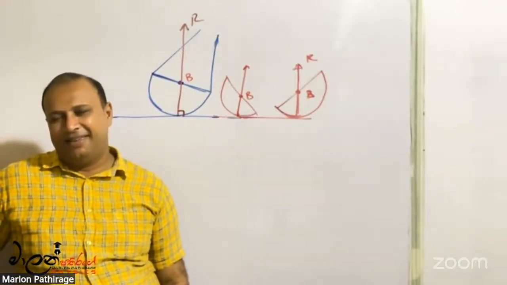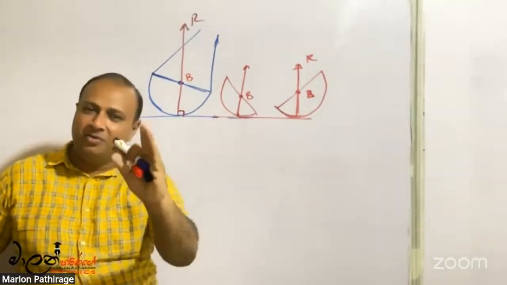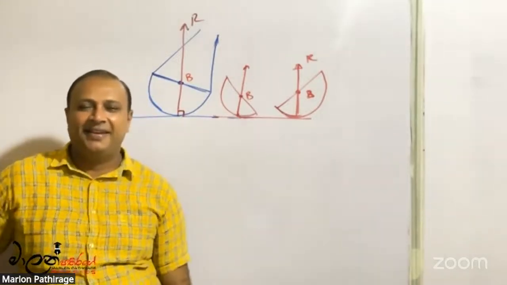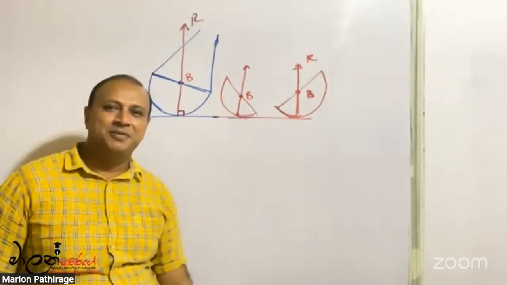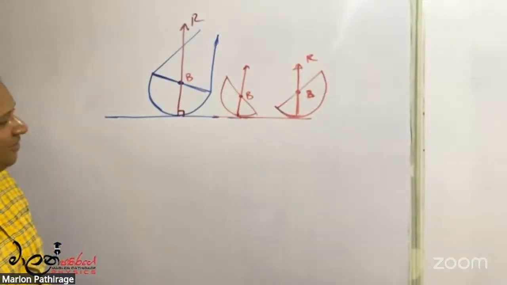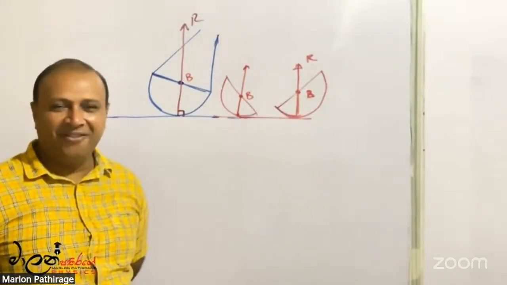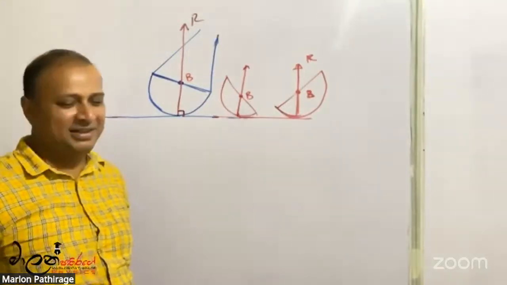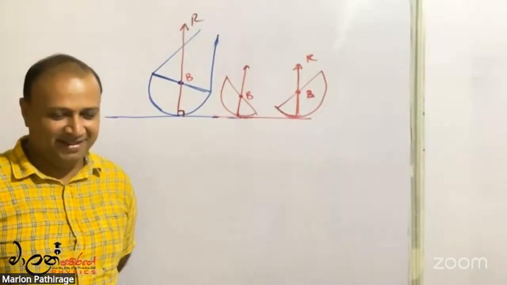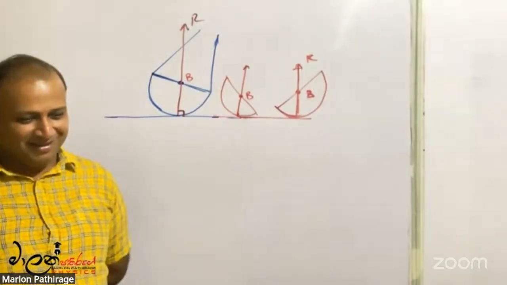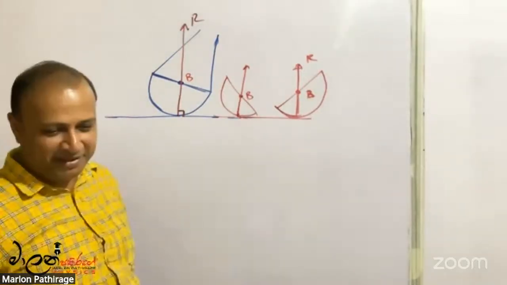Now tell me, what is the neutral point? What is the unstable point? What is the neutral point? What is the unstable point?